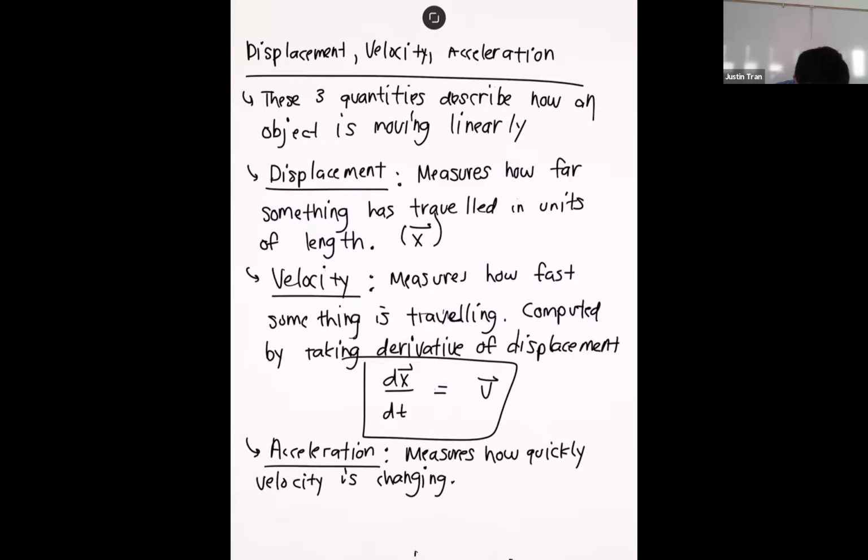And so acceleration, which we usually give by the symbol A, is defined as dv/dt. Or if we plug in the definition for v, this is the double derivative of displacement.